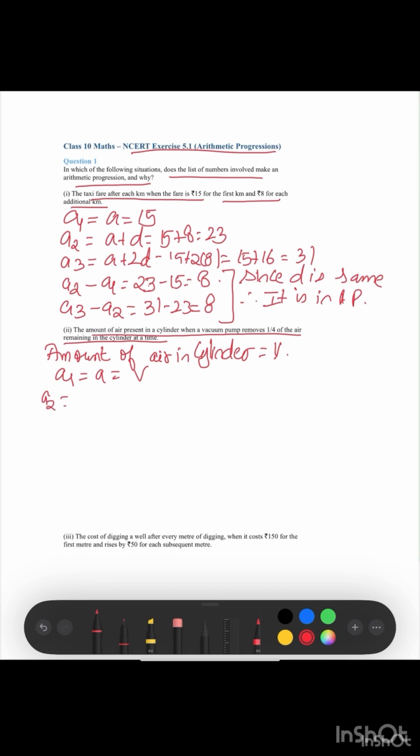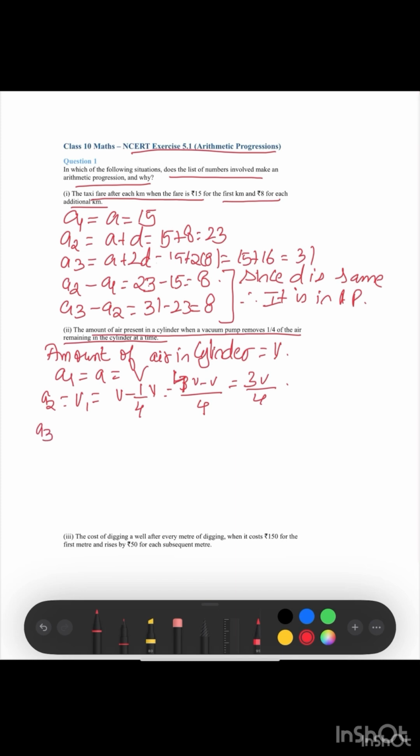Since we are removing 1/4 at a time, that means A2 will become V1, which is V minus 1 by 4 V. Taking LCM, which is 4, this will become 4V minus V, which is 3V upon 4. Answer will be 3V upon 4. So further, now we have to find out A3.